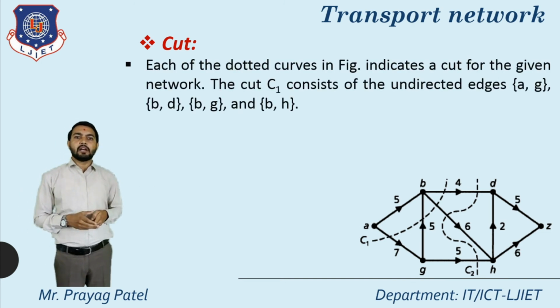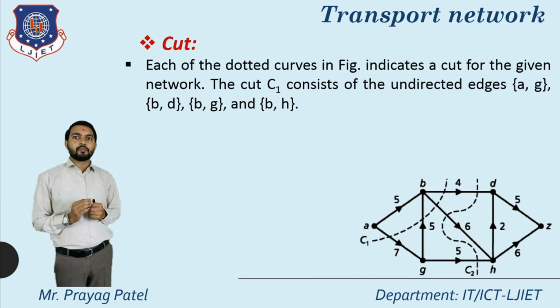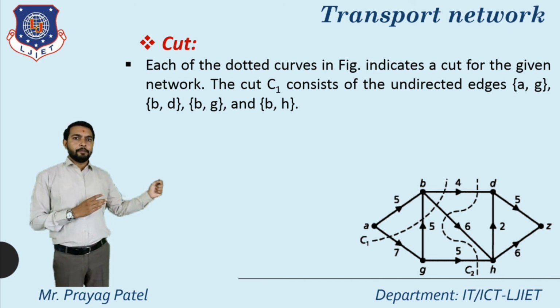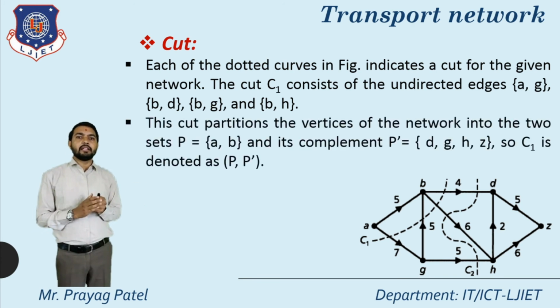Now in this figure, we represent two different cuts: the first cut as C1 and the second cut as C2. Each dotted curve in the figure indicates a cut for the given network. Let's consider the C1 cut. The C1 cut removes the edges A to G, B to D, B to G and B to H. If we remove these four edges, then this network is divided into two parts using only the cut C1.